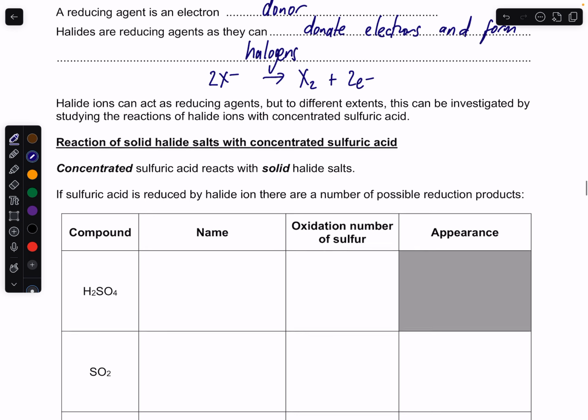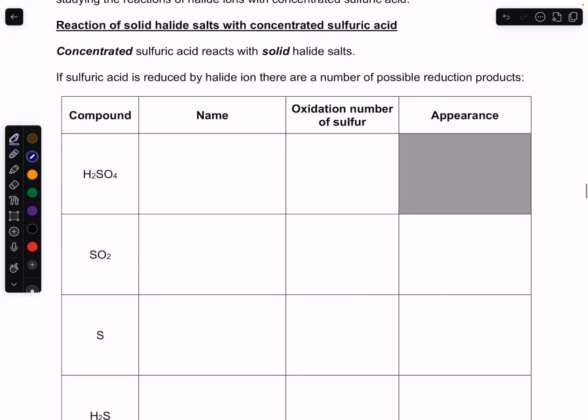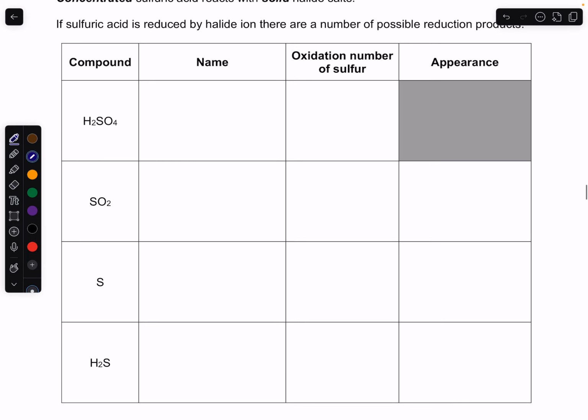So we are going to think about the halide ions as reducing agents, and we're going to see how well they can reduce sulfuric acid. And sulfuric acid has sulfur inside it, and we're going to think about the names of and oxidation numbers of the sulfur in these different compounds below. So pause the video and see if you can name the compound and write the oxidation number of the sulfur next to it.